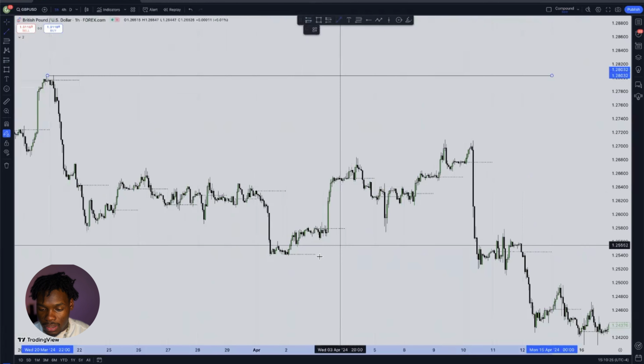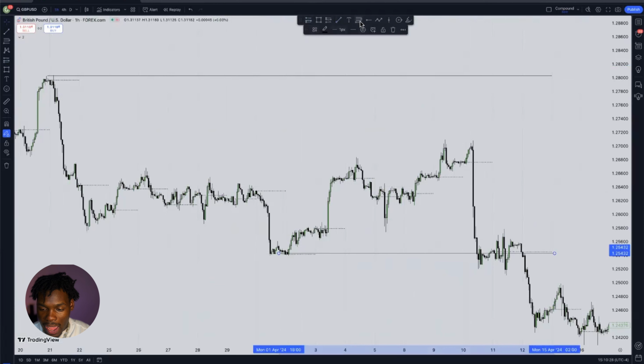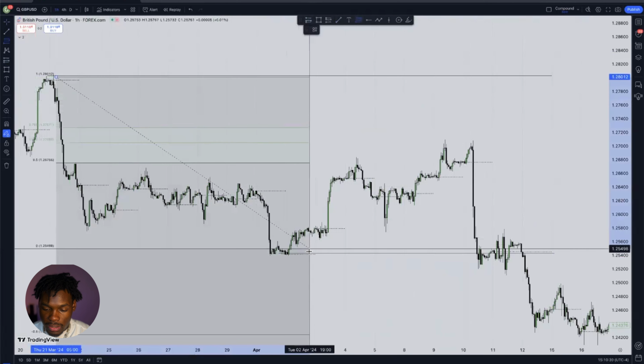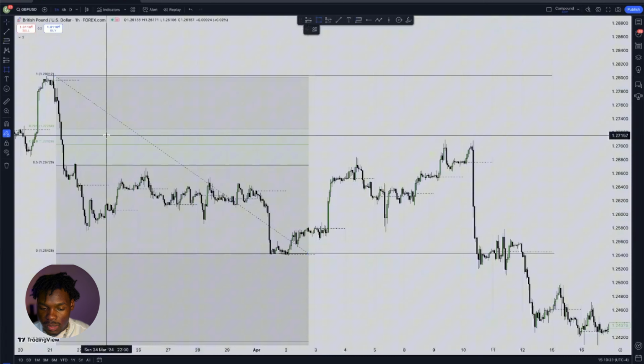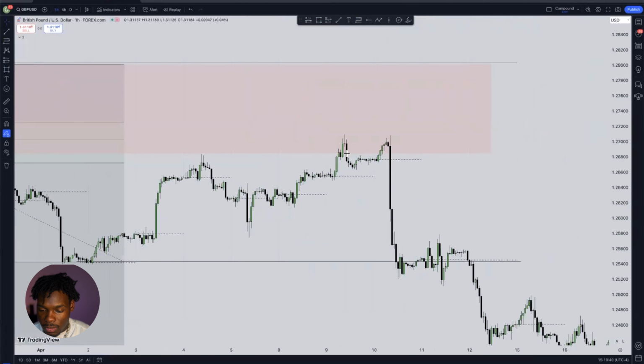And this is my high. This is my low. We have our premium and our discount. This is our premium. We have this higher time frame supply zone right here. Do we know that price is going to stop and just go from there? No. But what you got down here? Midnight price.